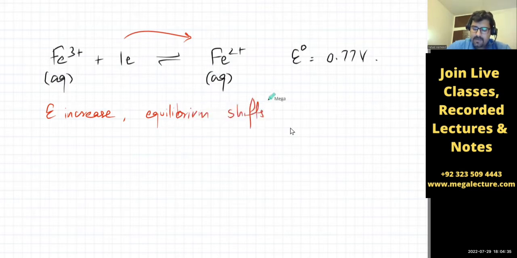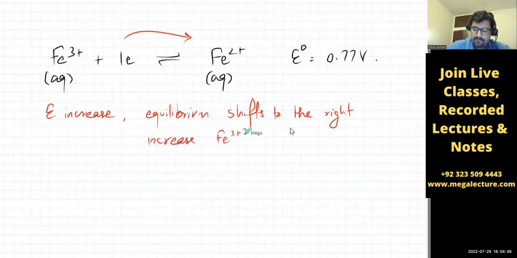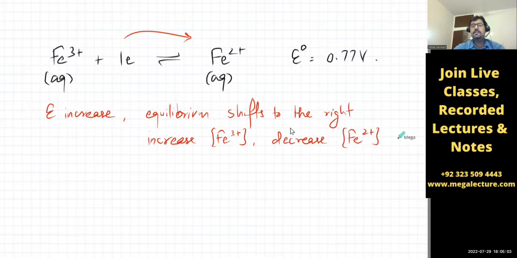And how can I do that? I can either increase the concentration of Fe3+, or I can decrease the concentration of Fe2+. In both cases, the equilibrium would shift to the right. And vice versa, do the opposite if I want to do the opposite. So the new potential would be higher if I do that.